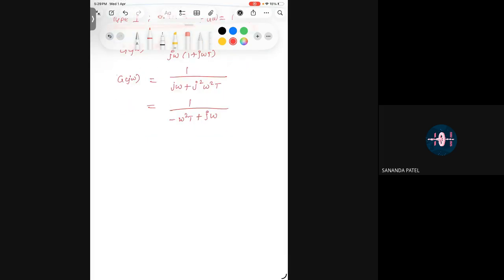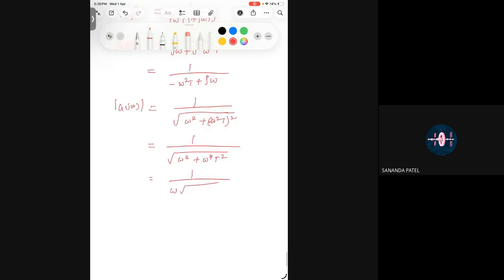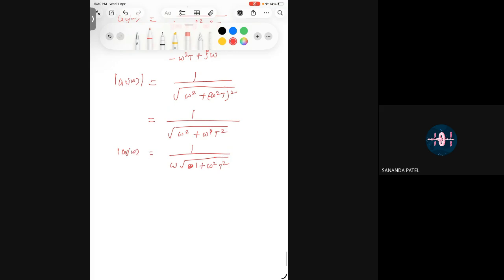So for this system, how will I write the magnitude? It would be 1 by root of omega square plus omega square T the whole square. Fine. Now root of omega square plus omega power 4 T square. I can write this as omega into root of 1 plus omega square T square, right? So this is the magnitude of my system.